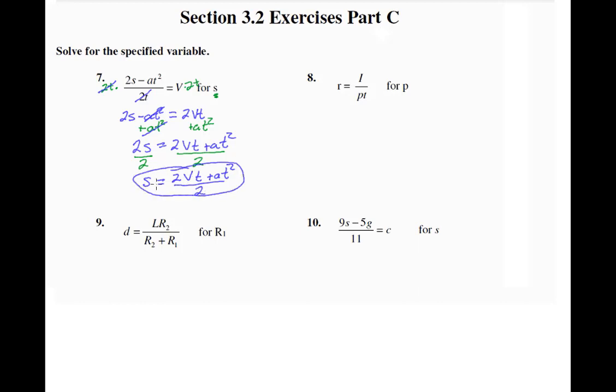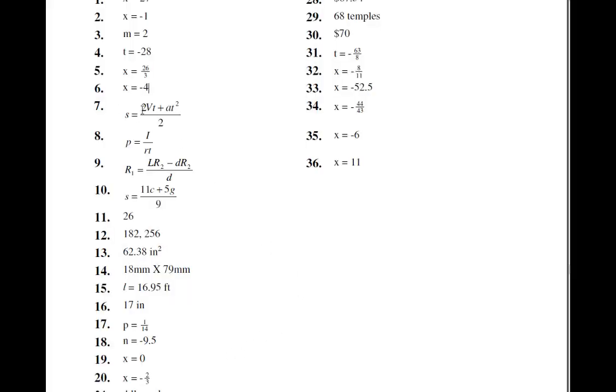And there we have s by itself. We have now solved for s. Good. 2vt plus at squared all over 2.